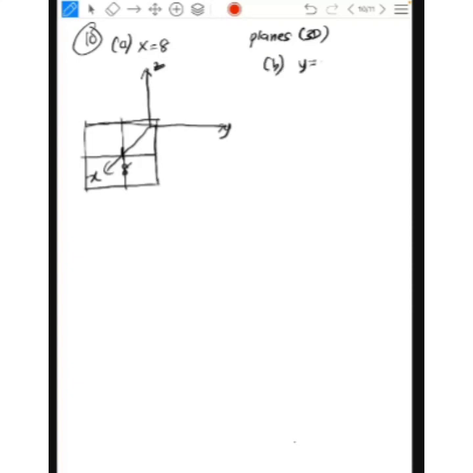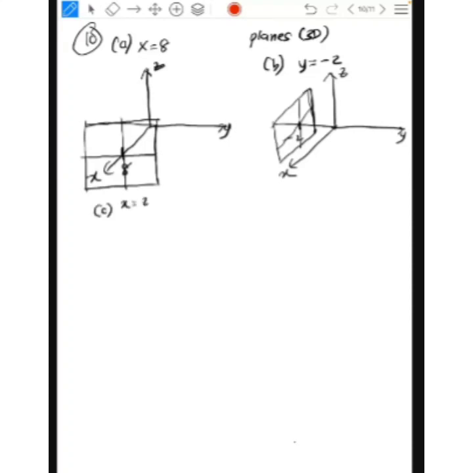Y equals to negative 2. So where is negative? Negative 2 is on your left hand side. Okay. No x, no z. So along z-axis, along x-axis. So you akan nampak dia tergantung sepi pada y equals to negative 2 kat situ. Okay.